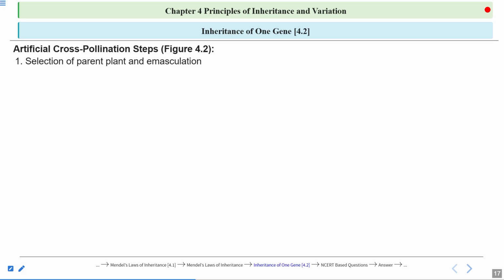He emasculated the plant to make it a female plant, because the flowers of the pea plant are bisexual, means they have both the reproductive organs in the same flower. Emasculation means removal of anthers was done to make the plant female and also to prevent self-pollination. Because if both the reproductive structures are present in the same flower, then there are chances of self-pollination. So to prevent self-pollination, emasculation of the flowers was done.